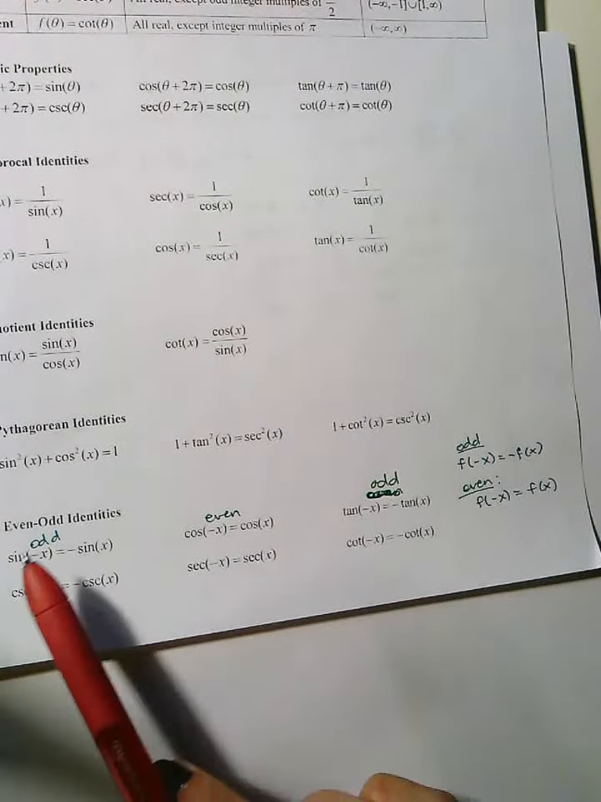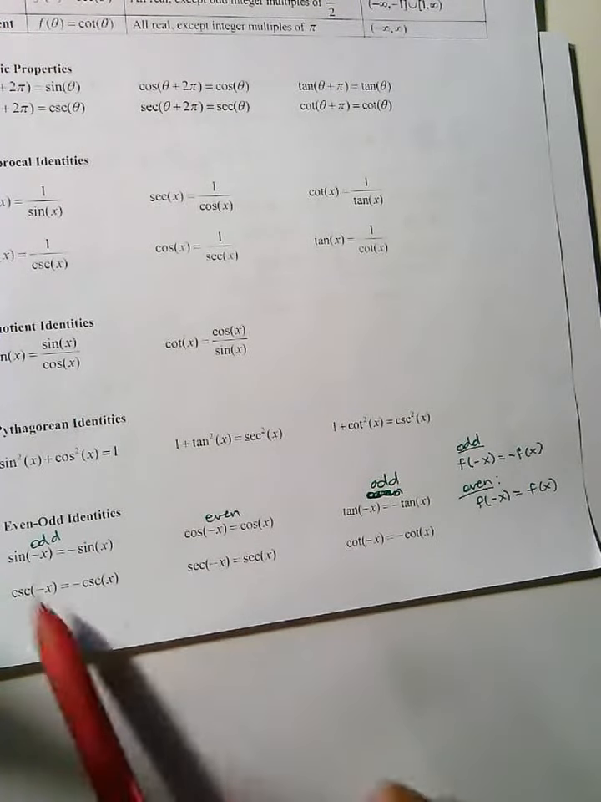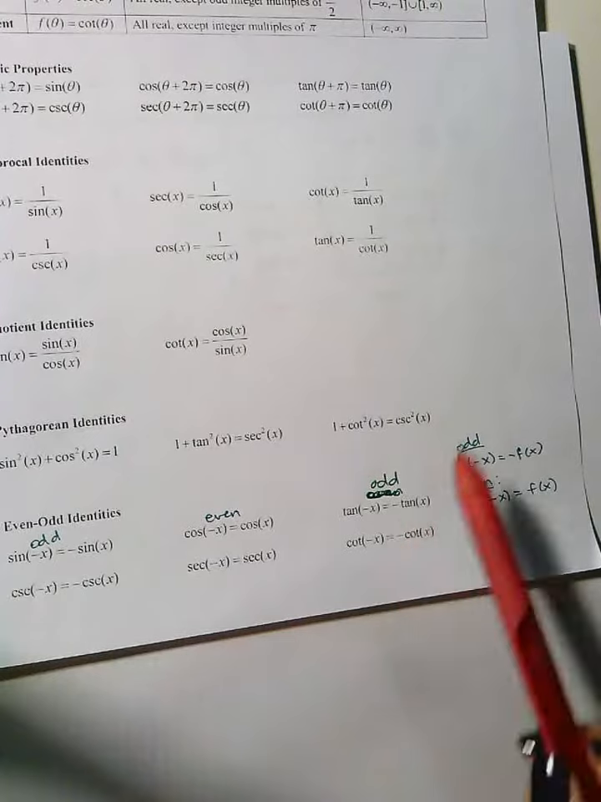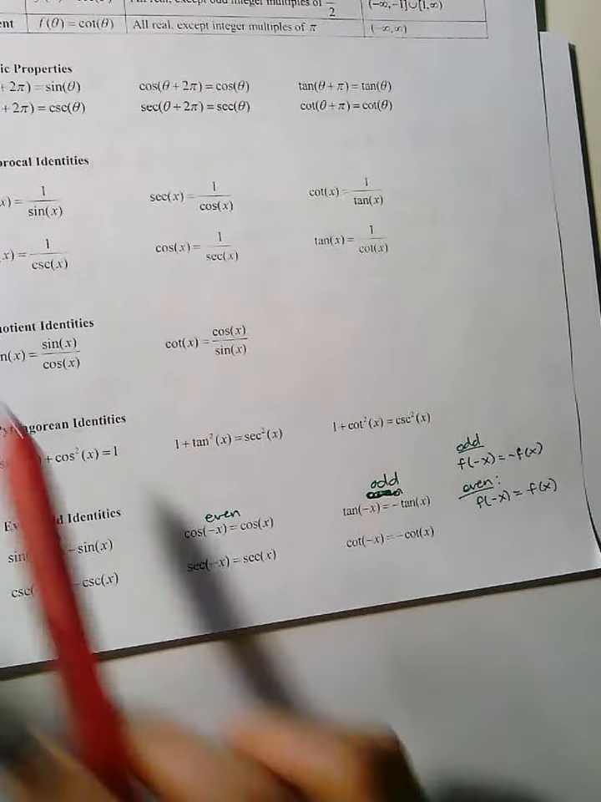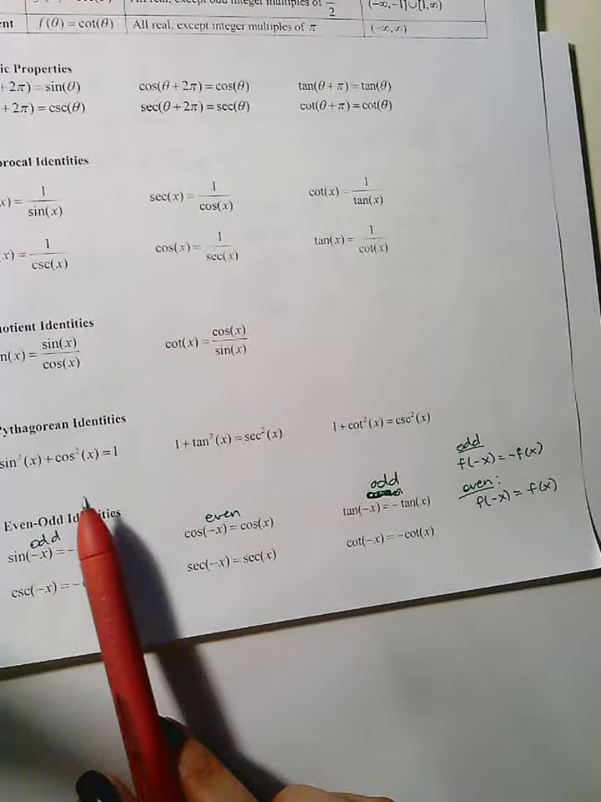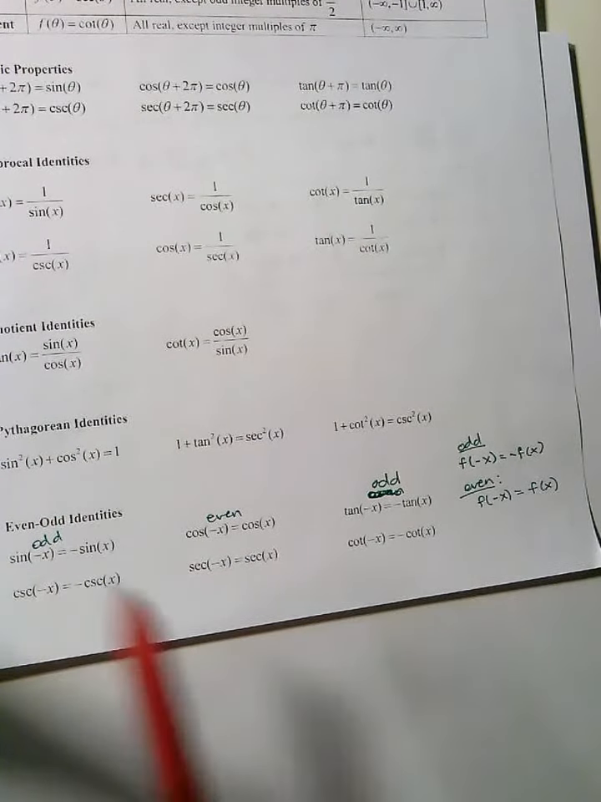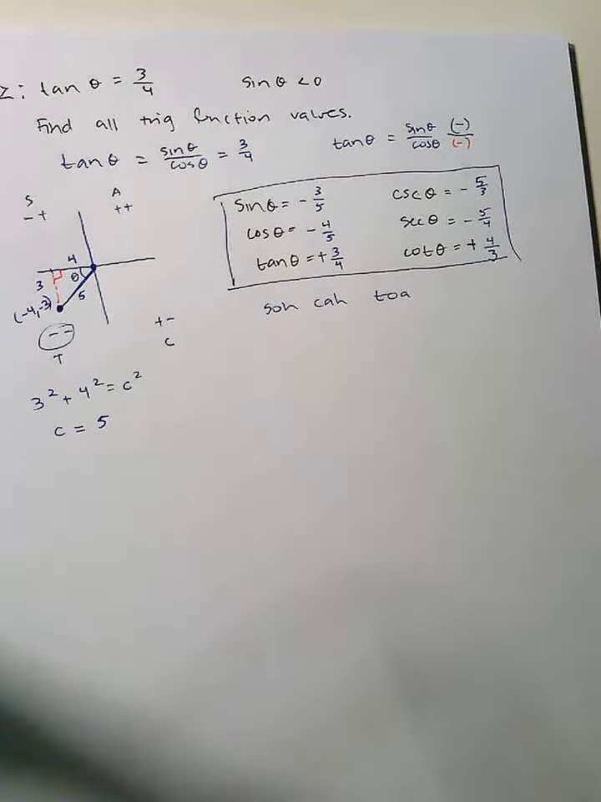So we're going to go ahead and use these even-odd identities. Make sure that you memorize all of these even-odd identities. Basically, this whole worksheet you do have to memorize: the periodic properties, the reciprocal identities, the quotient identities, the Pythagorean identities, and the even-odd identities. So let's go ahead and do an example using this.